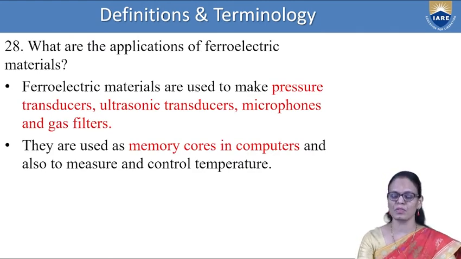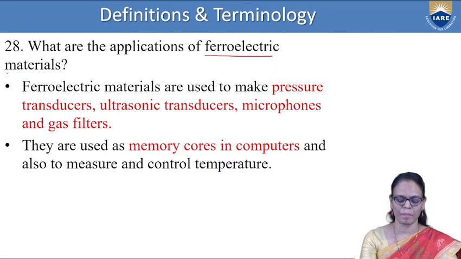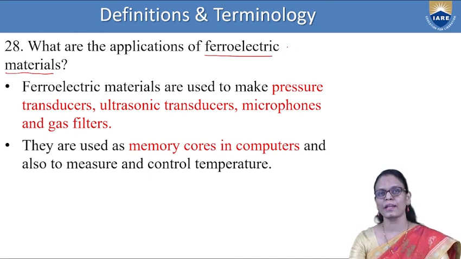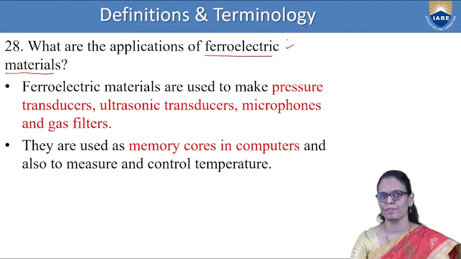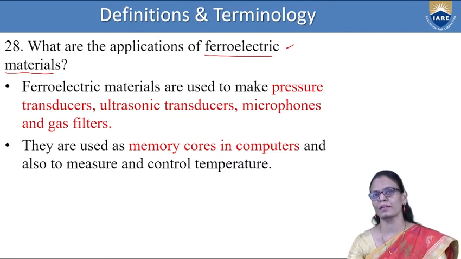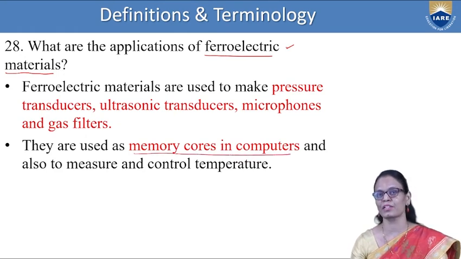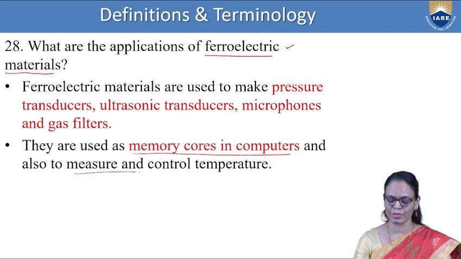Then what are the applications of ferroelectric materials? First, what is a ferroelectric material? A material which allows the current to pass through it very easily is called ferroelectric. Ferroelectric materials are used to make pressure transducers, ultrasonic transducers, microphones and gas filters. They are also used in memory cores in computers, the greatest application. In memory cores in computers, we are using ferroelectric materials, and also to measure and control the temperature.